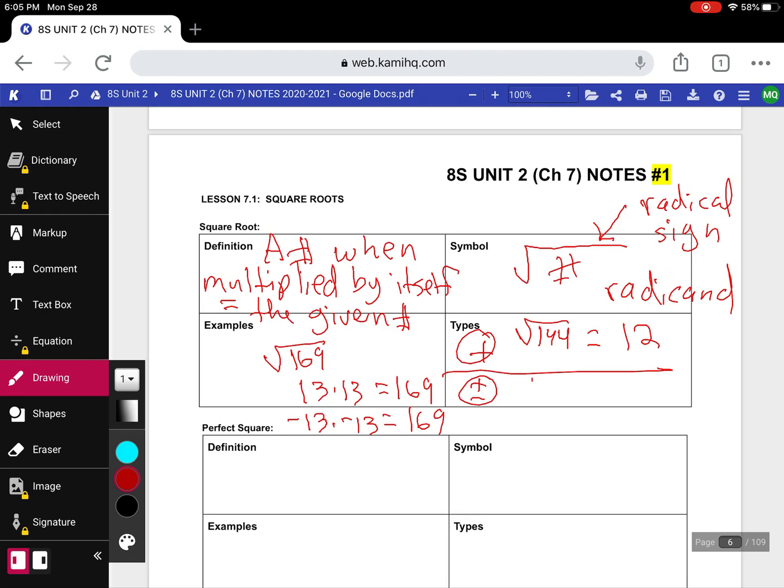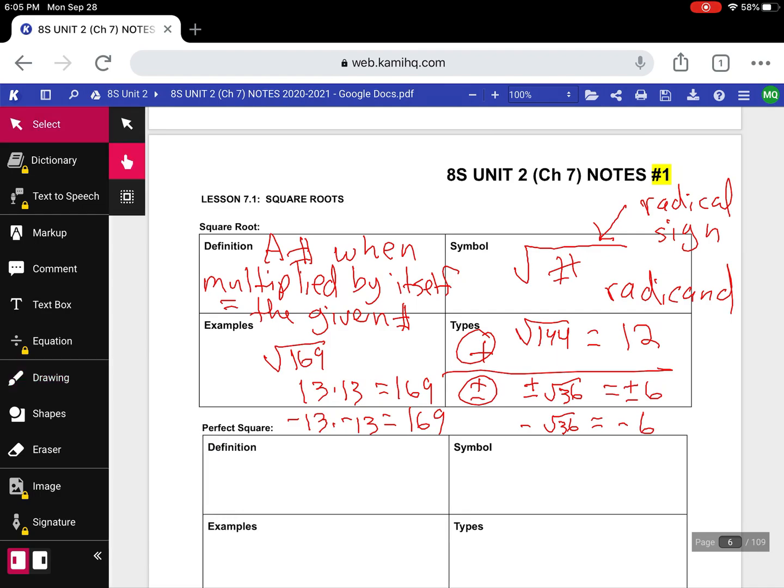Okay, I could say the positive or negative square root of 36. Well, I hope you know the square root of 36 is 6, but it could be a positive or a negative, and that's because 6 times 6 equals 36, but negative 6 times negative 6 also equals 36. Okay, if I ask you to find the negative square root of 36, then your answer is just going to be negative 6. Okay, so that's kind of how we do that.